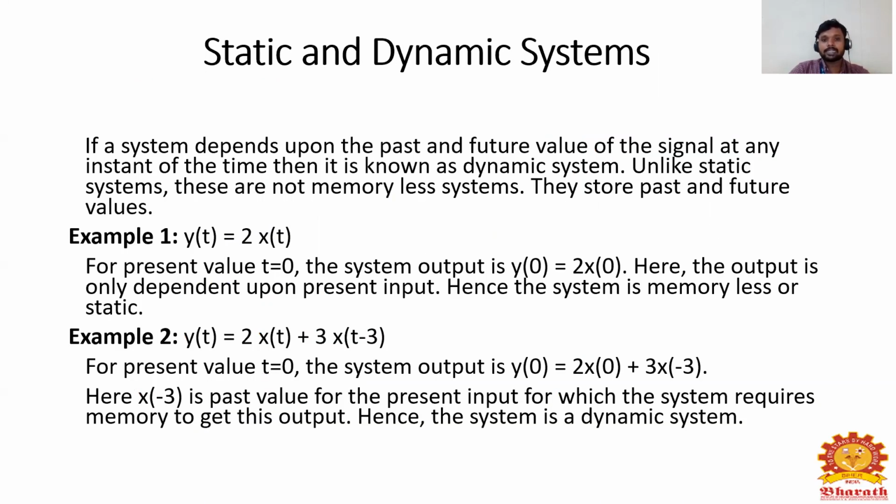So last is static and dynamic system. If the system depends upon the past and future value of the signal, then the system is called a dynamic system. If the system depends upon the present or instant value of the signal at any instant of time, then the system is called a static system. We have seen 2 examples for static and dynamic systems. Thank you.